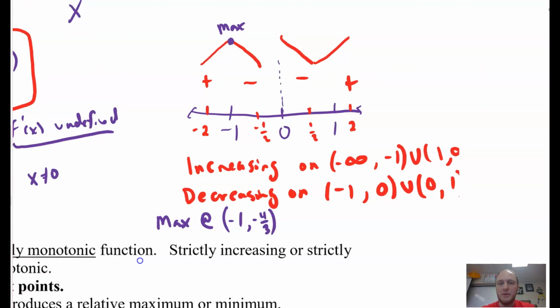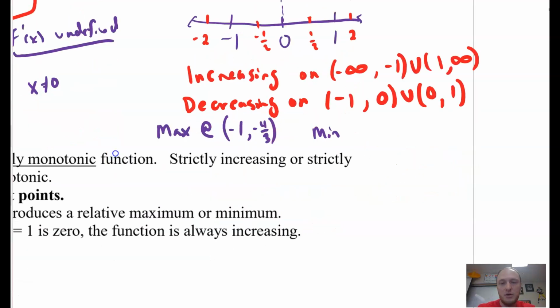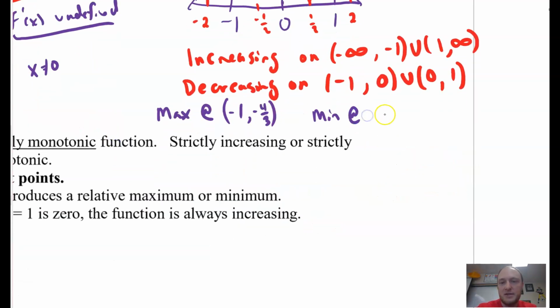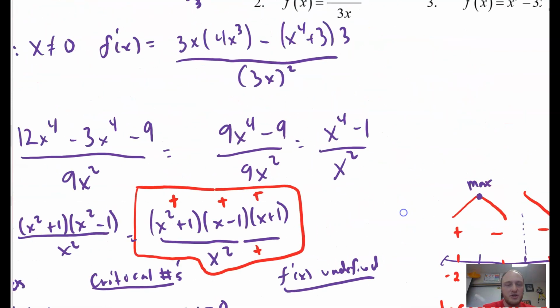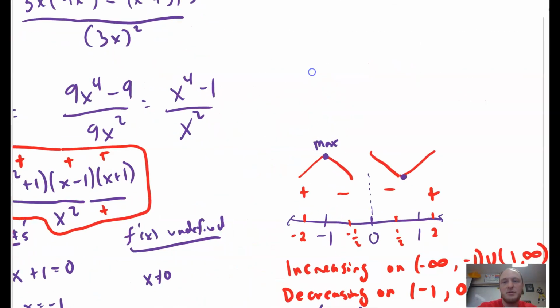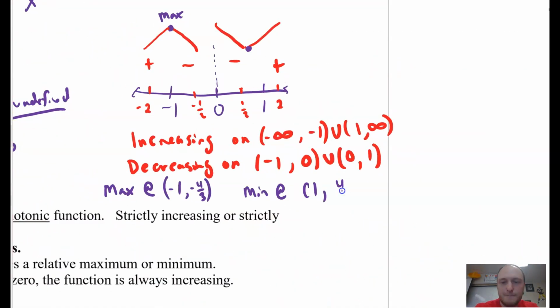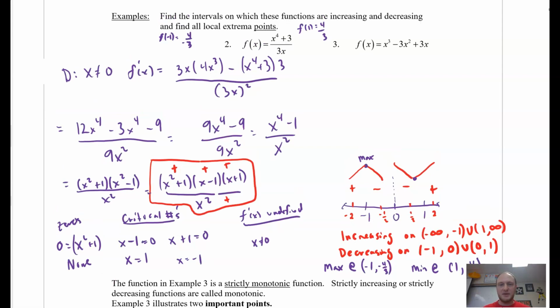Okay, and then a minimum. Well, my minimum occurs at 1 when I change from negative to positive. So min at 1 comma, and then we're going to plug in 1 into our function, and we should get positive 4/3. Okay, so f of 1 equals positive 4/3. All right. So there you have it. There's that example.